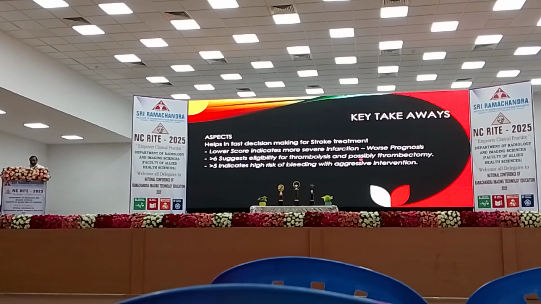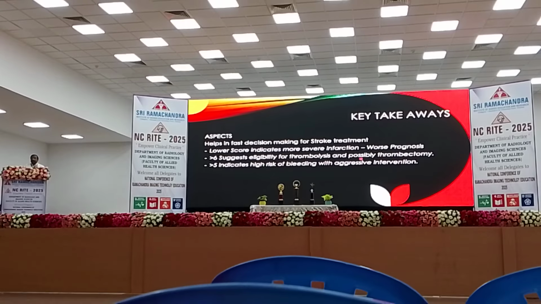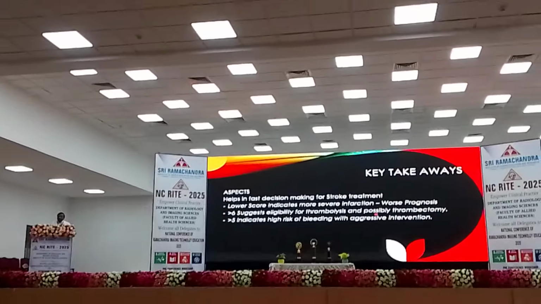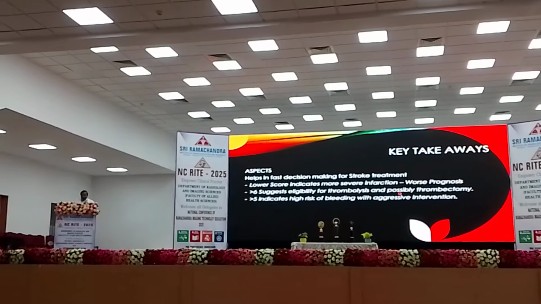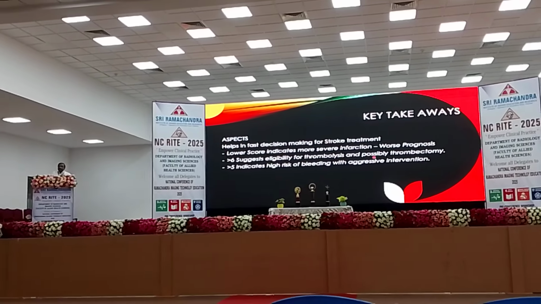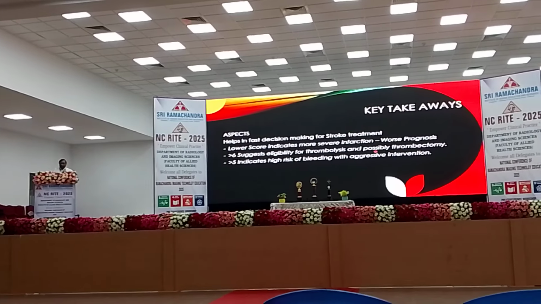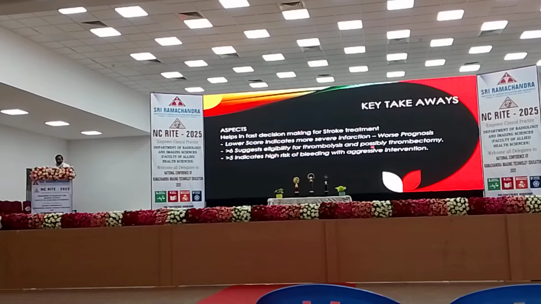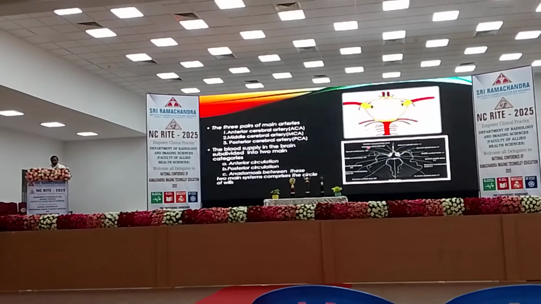This helps in fast decision making in stroke treatment. The lower the score, the more severe it is and the worse the prognosis. A score above 6 suggests eligibility for thrombolysis and partially thrombectomy, as desired by the clinicians or interventional radiologists. If it is more than 5, there is a high risk of bleeding with aggressive intervention.